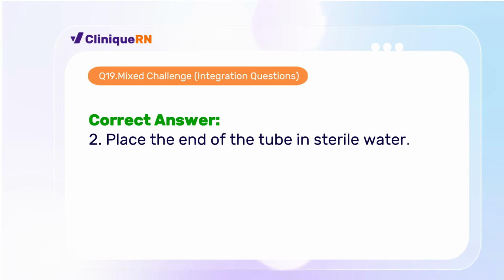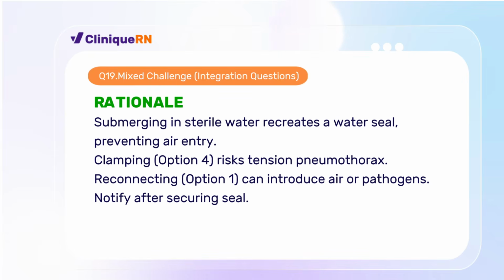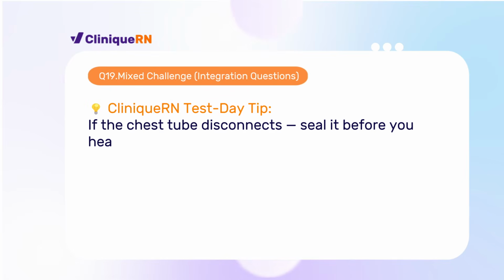The correct answer is 2. Place the end of the tube in sterile water. Rationale: Submerging in sterile water recreates a water seal, preventing air entry. Clamping, option 4, risks tension pneumothorax. Reconnecting, option 1, can introduce air or pathogens. Notify after securing seal. CliniqueRN test day tip: If the chest tube disconnects, seal it before you heal it.